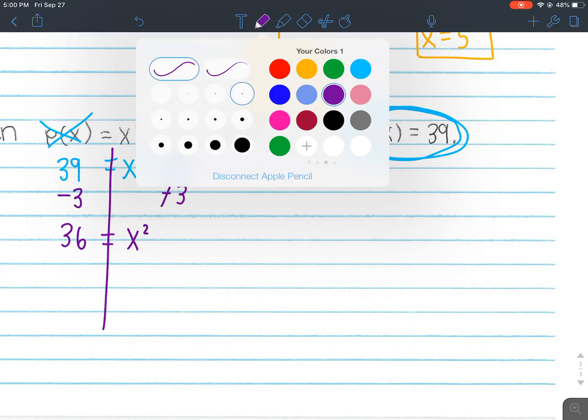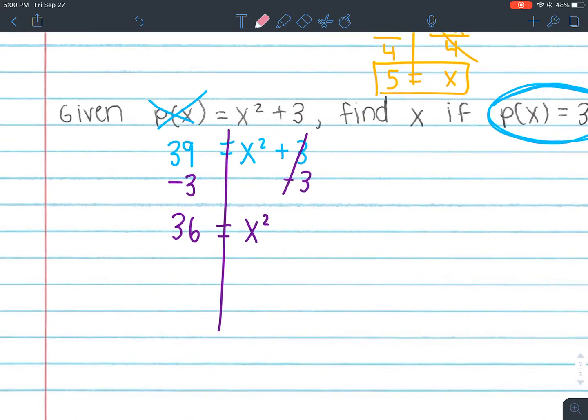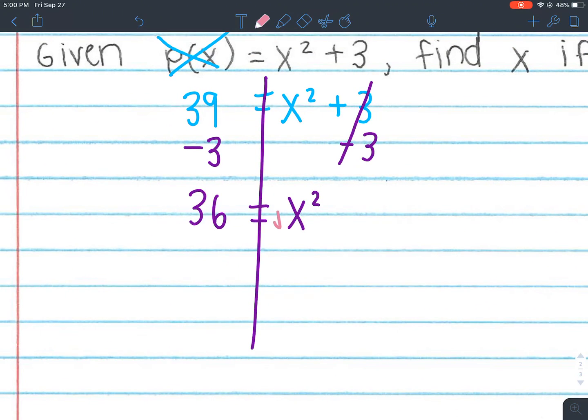Now you're probably wondering, well, how do I get rid of that square? Well, remember the opposite of a square is a square root. So if I have a square root of one side, then I square root the other side. And when I square root, it cancels my square sign, and all I have left is an x. And the square root of 36 is 6. Now, why is that the square root? Well, 6 times 6 is 36. So like the square root of 25 would be 5, because 5 times 5 is 25. So that means the number times itself will give me 36. So that means 6 is going to be the square root of that.